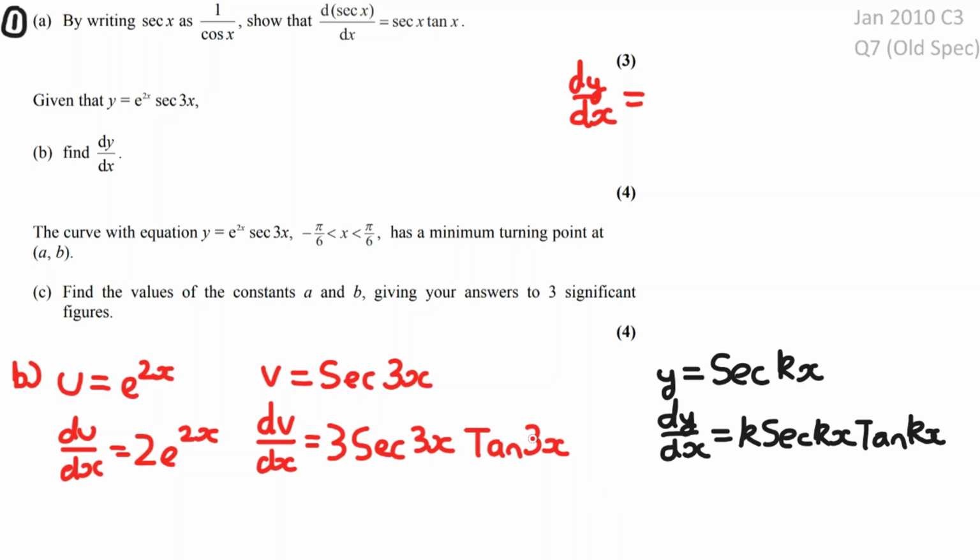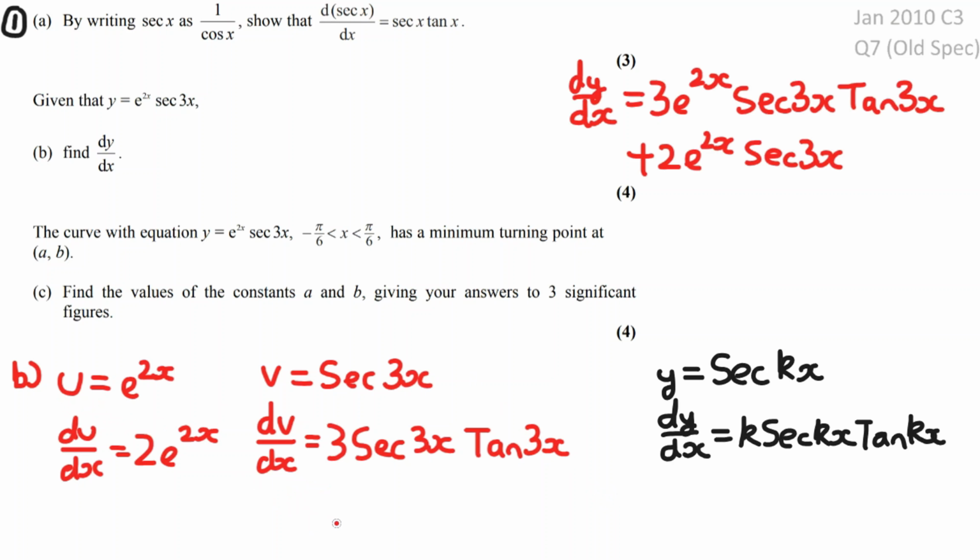So therefore dy over dx is going to be u multiplied by dv over dx, which is going to be 3e to the power of 2x sec 3x tan 3x, and this is going to be plus v multiplied by du over dx, which is going to be 2e to the power of 2x sec of 3x, and it's fine to leave it in this form here.